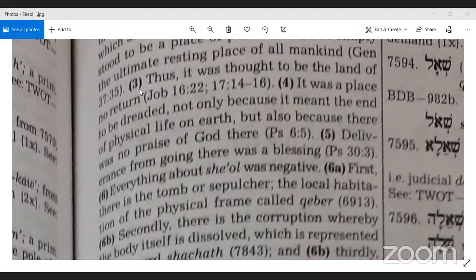Thus it was thought to be the land of no return. And I think that's a good point. Thought to be the land of no return. Well, let's look at it more closely.